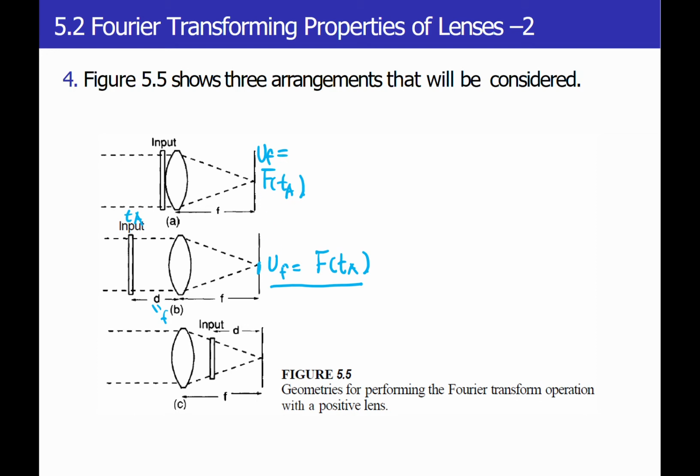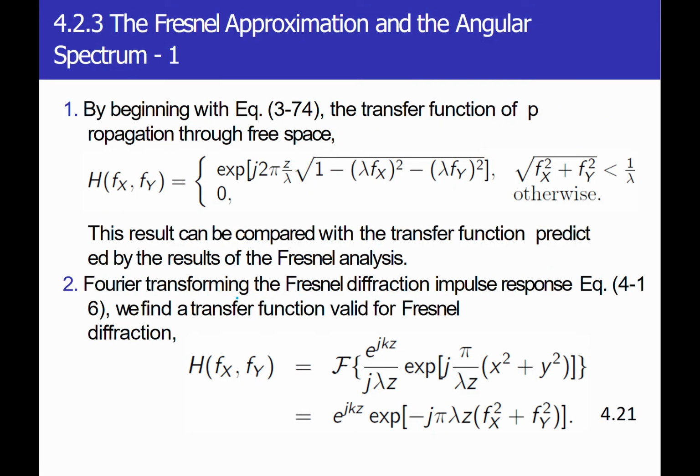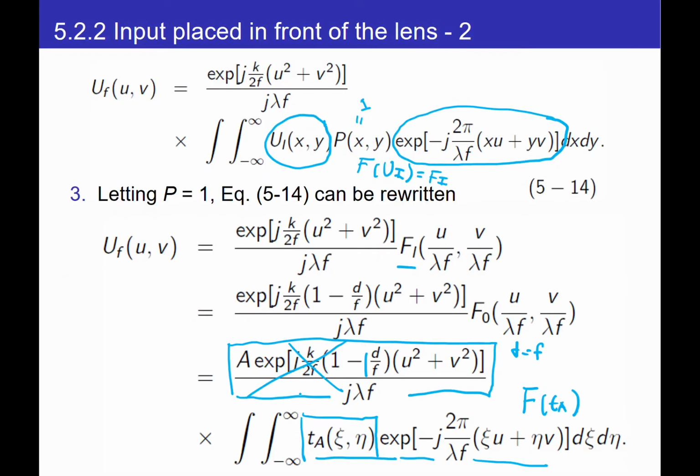So we have two cases which are identical, but note that with d equal to f, we have the exact same thing. But if it's not equal to f, then we have some certain phase term. This term is going to survive, right? But if you take the absolute magnitude, it doesn't matter, right?